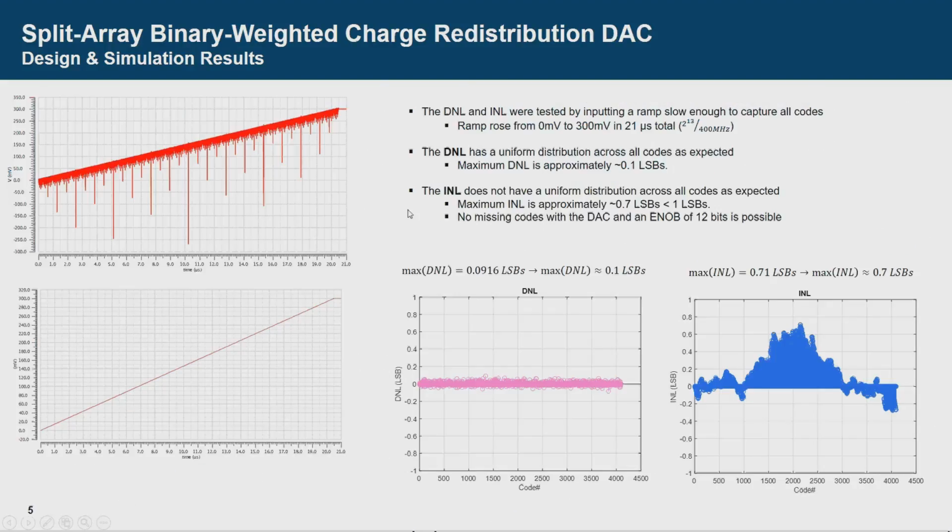Here are some simulations for DNL and INL. The DNL is a uniform distribution, and there's this plot. The max DNL is a tenth of an LSB, and the plot on the right is the INL, which is not a uniform distribution, which is expected. The max INL is about 0.7 LSBs, which is less than 1, which means that there are no missing codes.